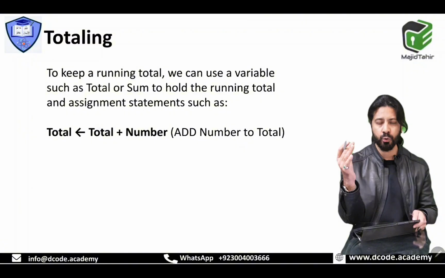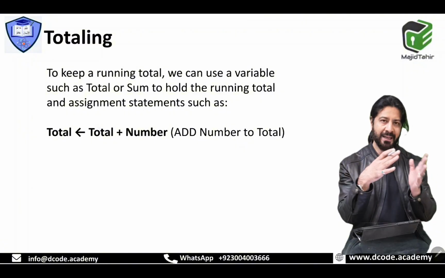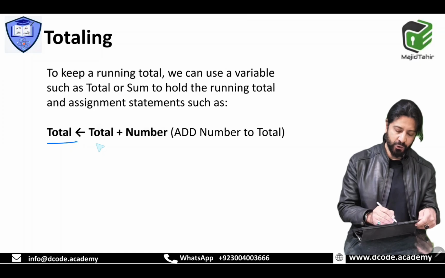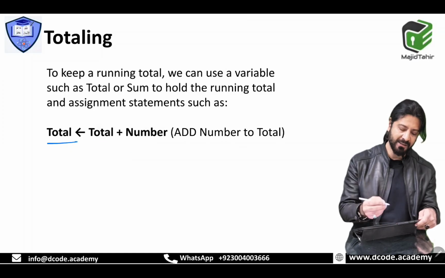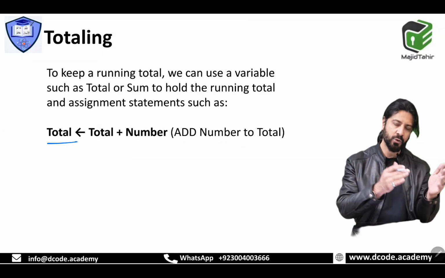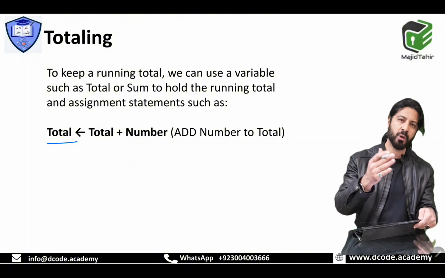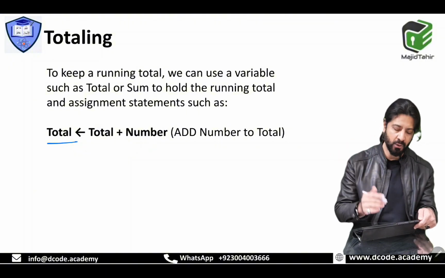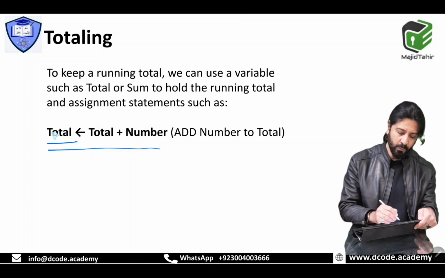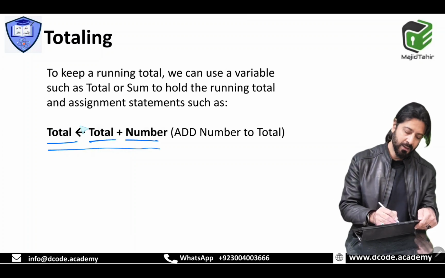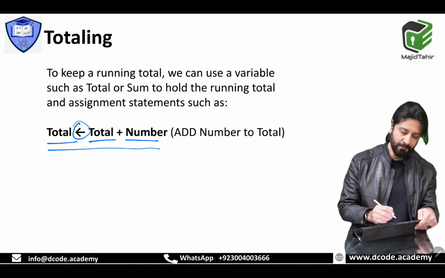Totaling means that you are adding some value to it. For example, there is a variable of total, and you keep on adding some marks to it, and you're calculating the class total. So the marks of each student are added to the total. In the end, you'll have a complete class total. So this is called totaling, when total is being added with another number and being assigned back to the total.